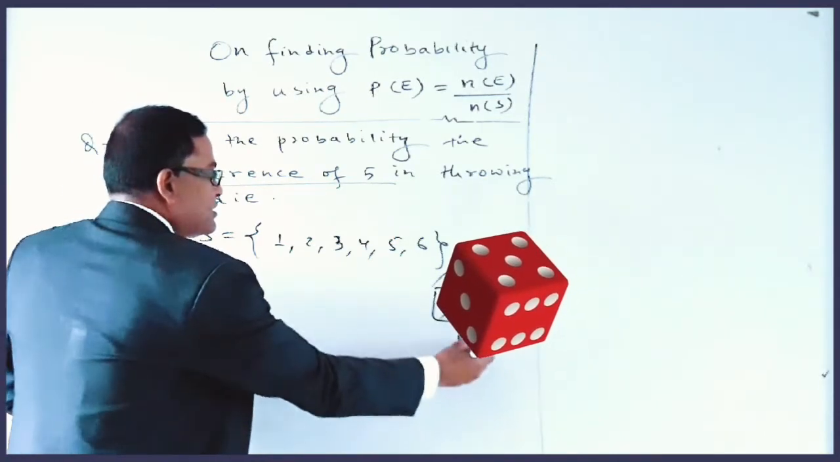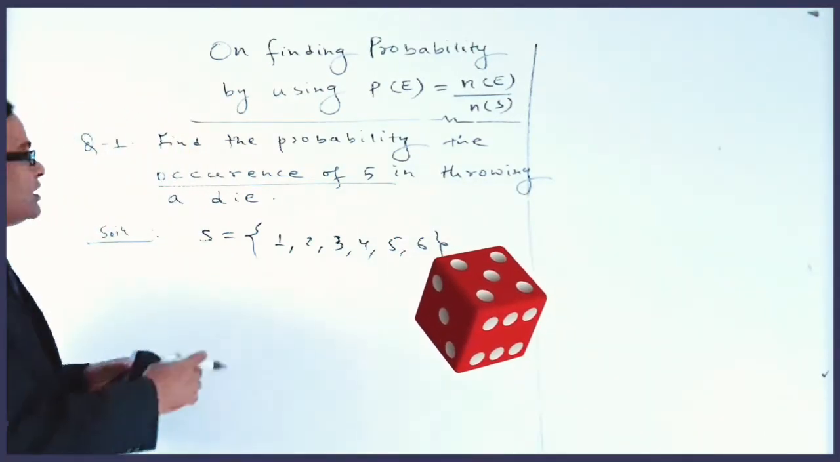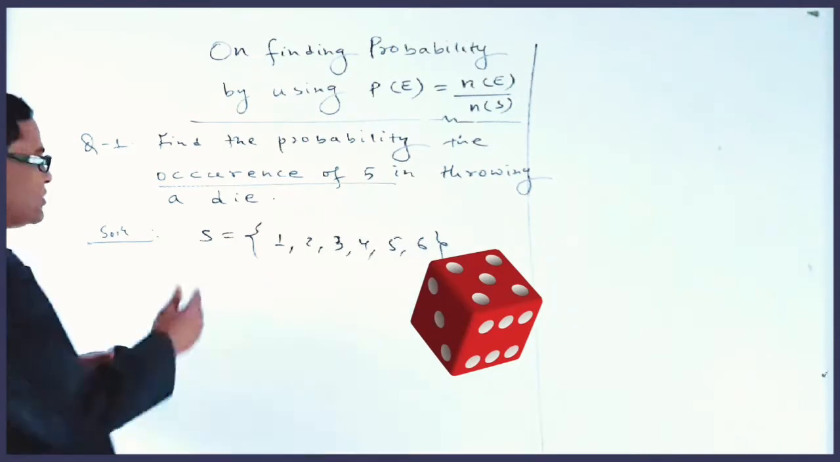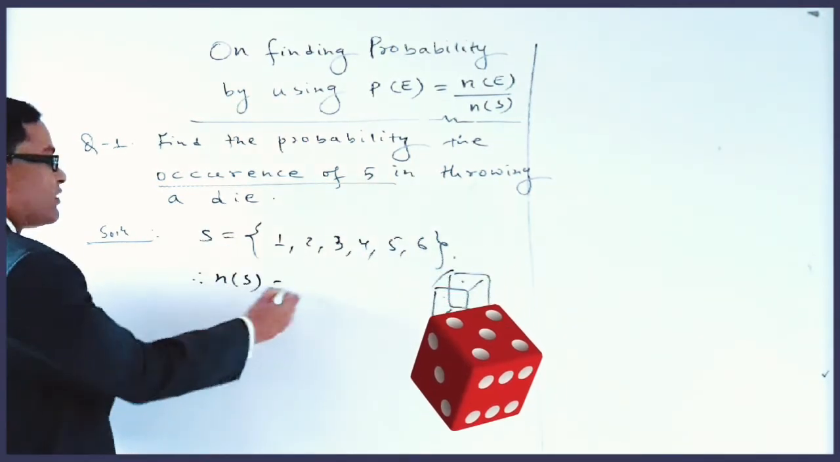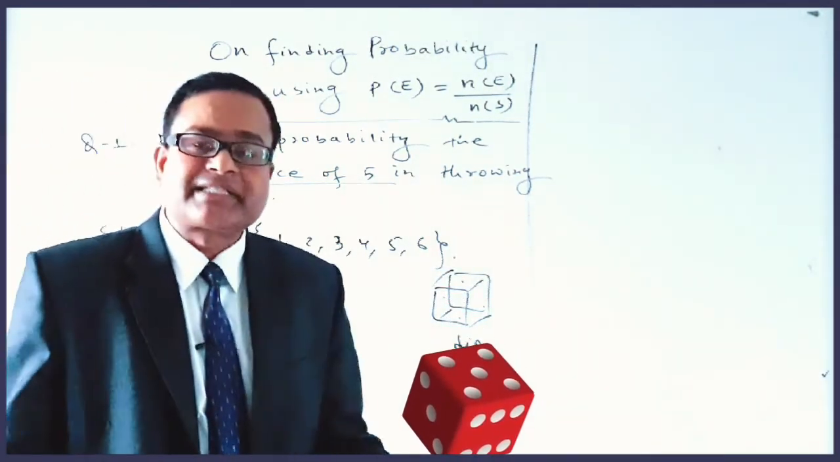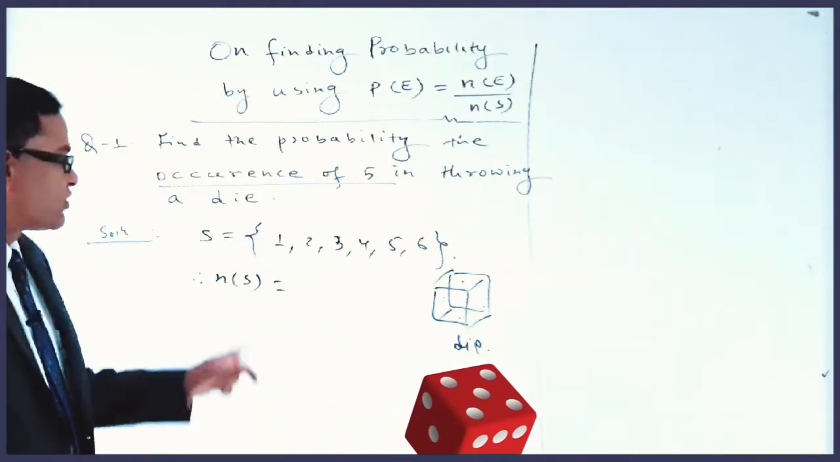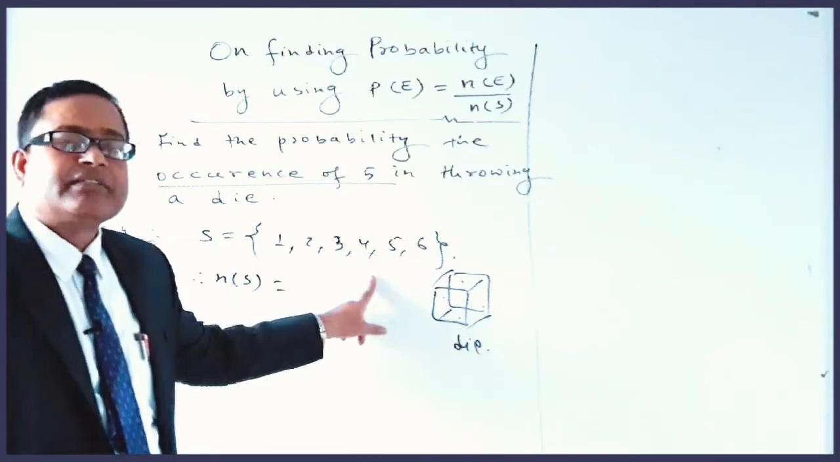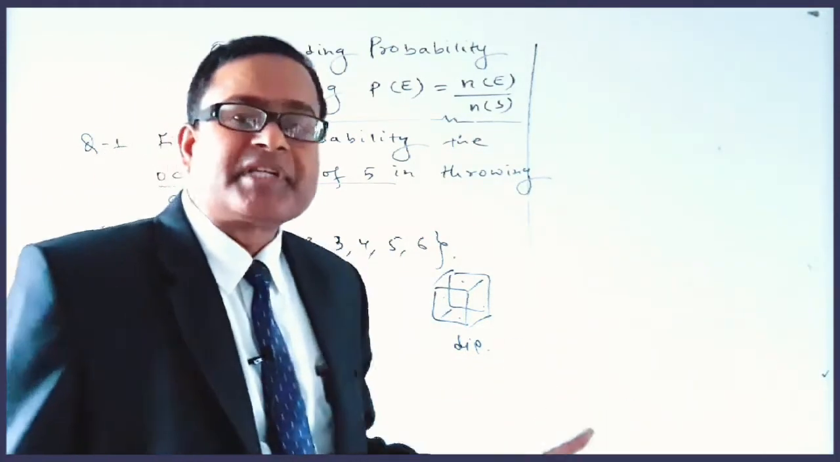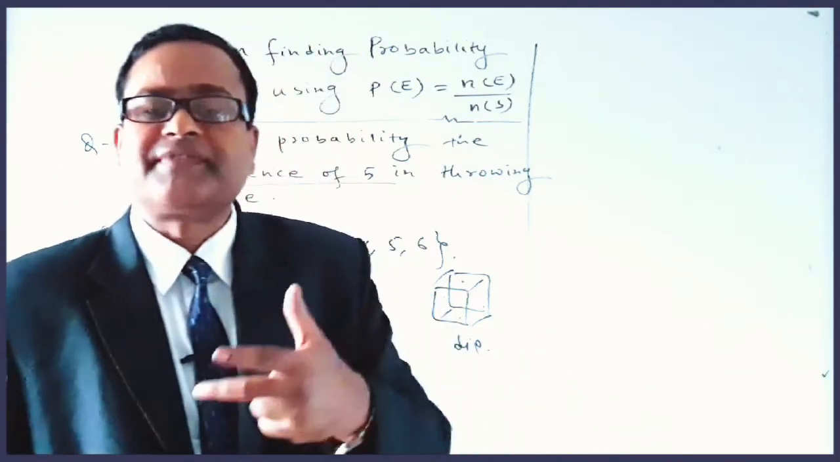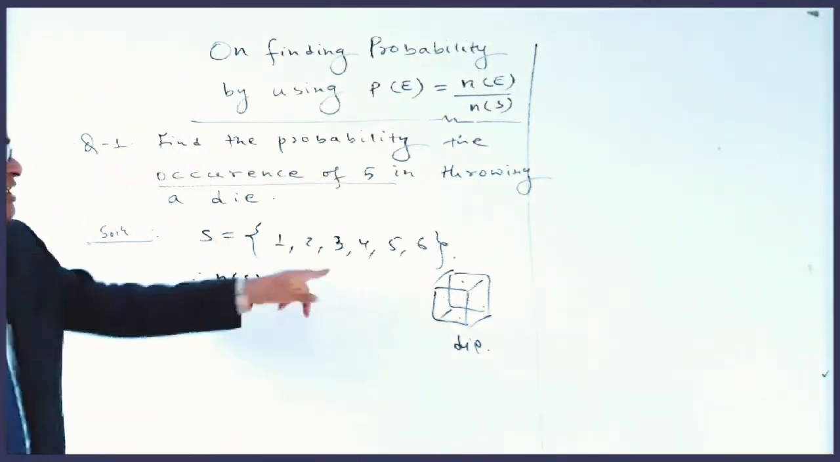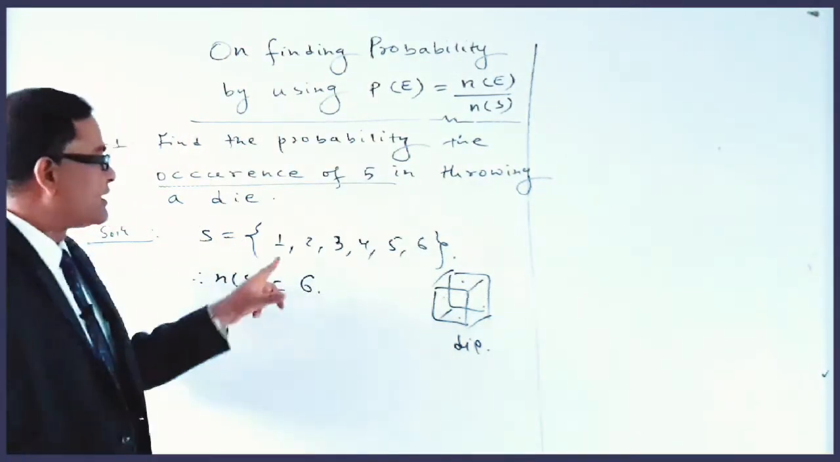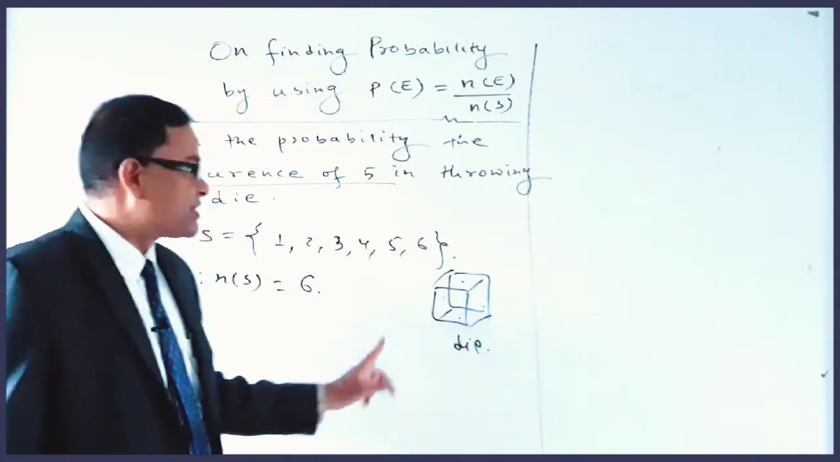So this is a die. Now, we can easily say that the number of elements in the sample space S, Ns, is equal to 6. Ns means the number of elements in the sample space. So in the case of a die, when a die is thrown, the sample space is 1, 2, 3, 4, 5, 6 and the number of elements in the sample space is equal to 6. That means there are 6 elements in the sample space.